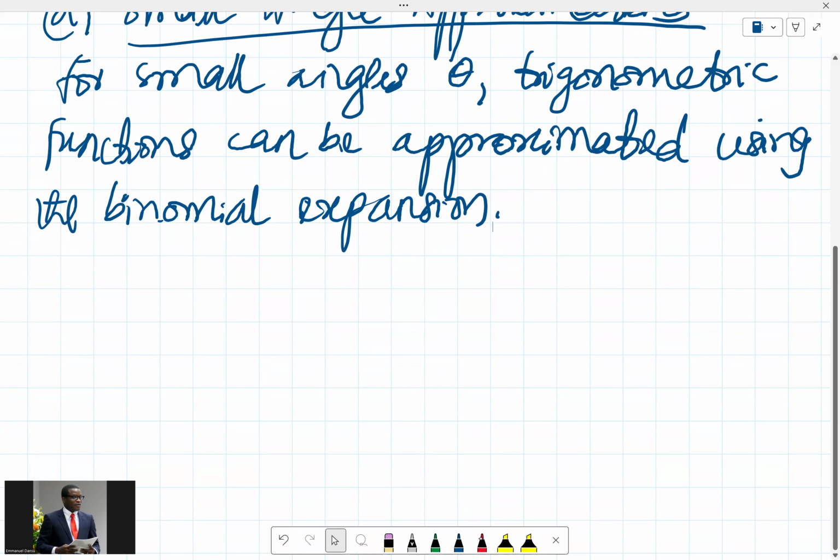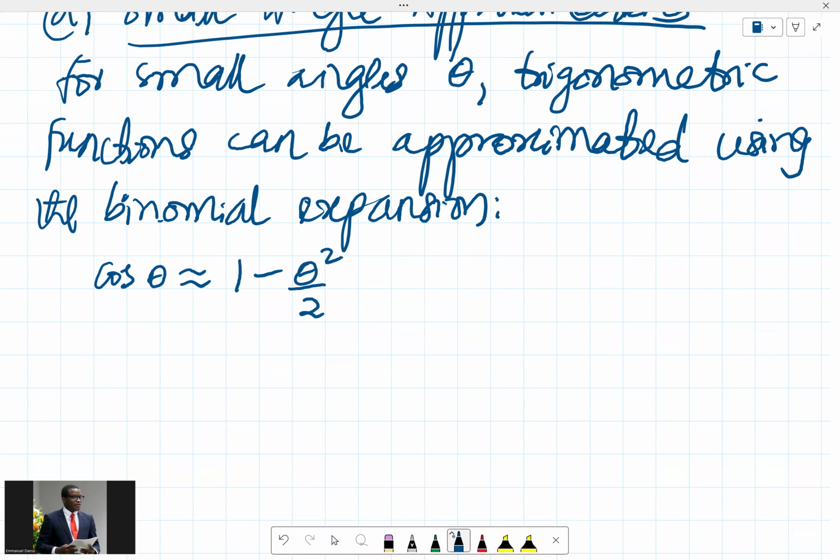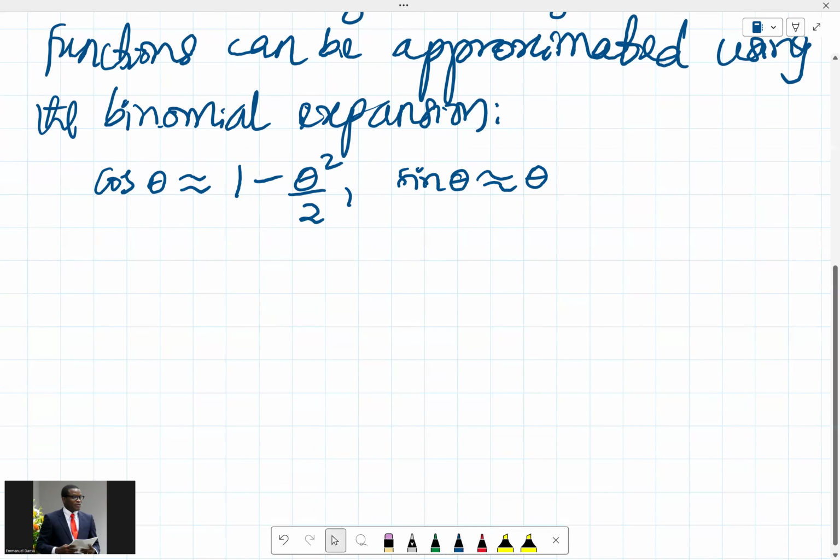Imagine that cos theta is approximately 1 minus theta squared over 2, and sine theta itself is approximately theta. In that case, when the angles are very tiny, when theta is very small, sine theta is almost theta itself, and cos theta is like 1 minus theta squared over 2. Now, let's take an example to drive that point all the way home.